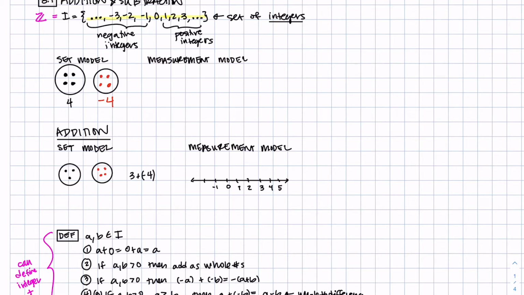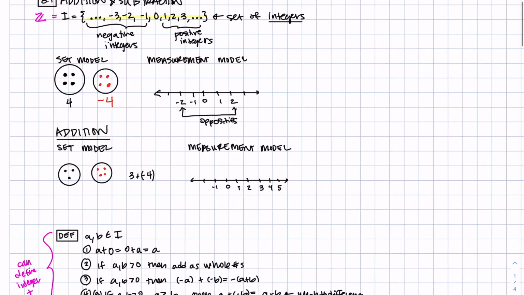Of course, we can also use a measurement model. Now, for the first time, we're not just talking about a number line that starts at 0 and continues only in the right direction. It's going to go both directions, right? So we can start at 0 and move to the right. We can also move to the left. And here we use these numbers on opposite sides of 0. We sometimes call them opposites. So like 4 and -4 are opposites, 2 and -2 are opposites, with the idea that if you add opposites, you should get 0.